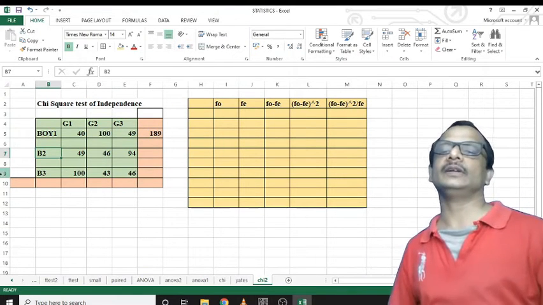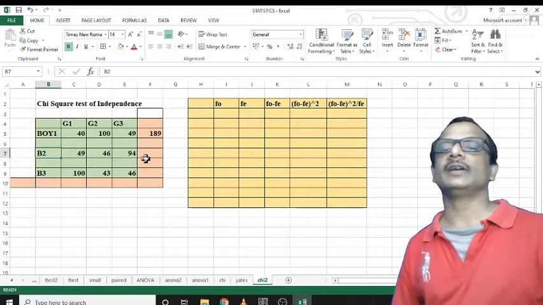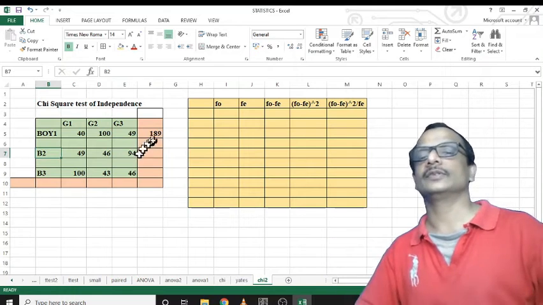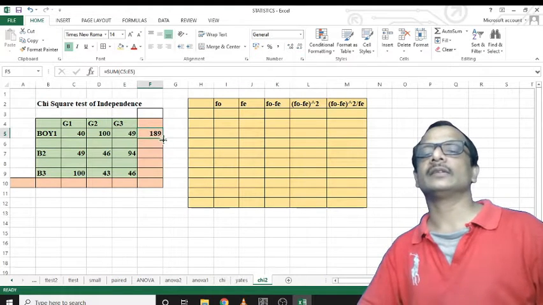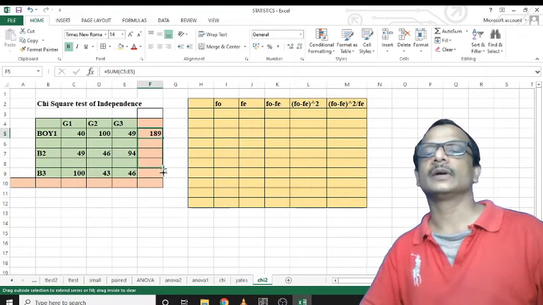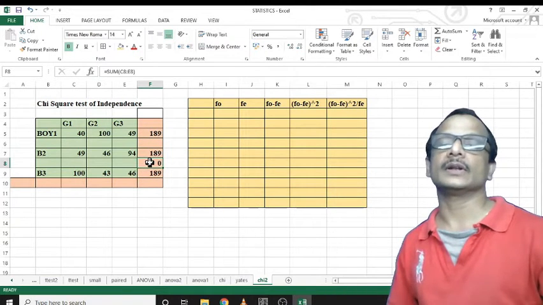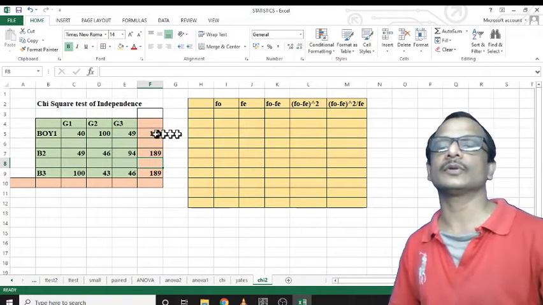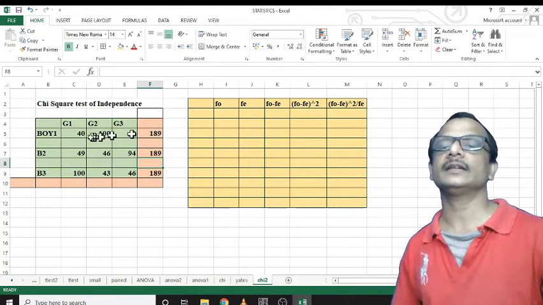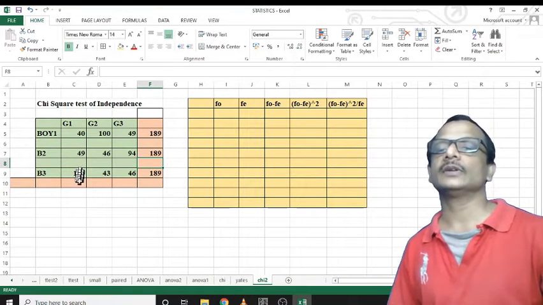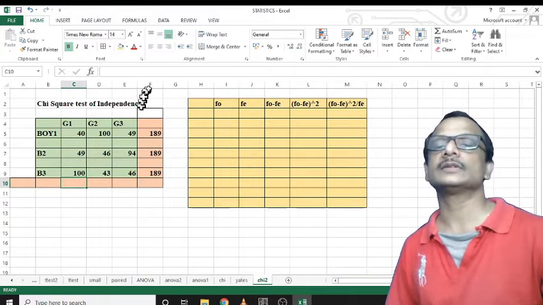Here we know only the observed frequency. Then we have to calculate the expected frequency. In order to calculate that, we have to take the total of each row and column. This is the row total. Row means this single line, a row total. In that way we have to calculate the column total. This is a column, and we have to calculate the column total too.